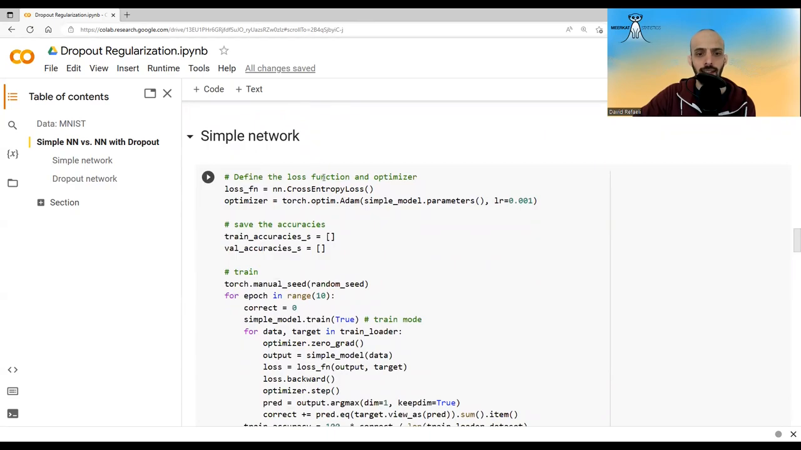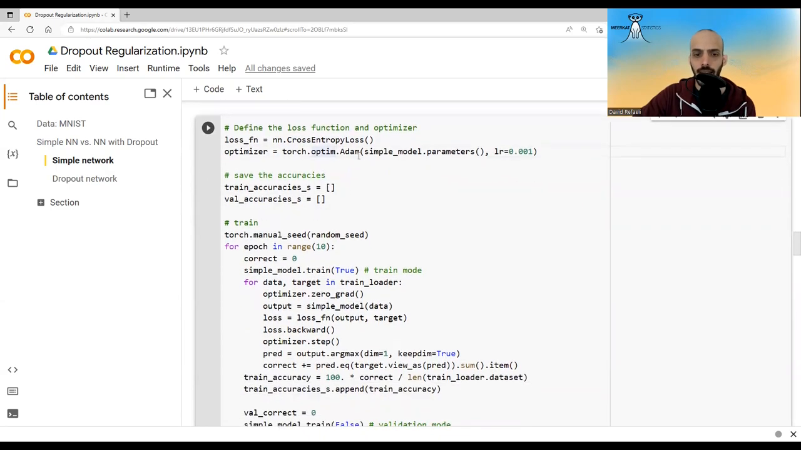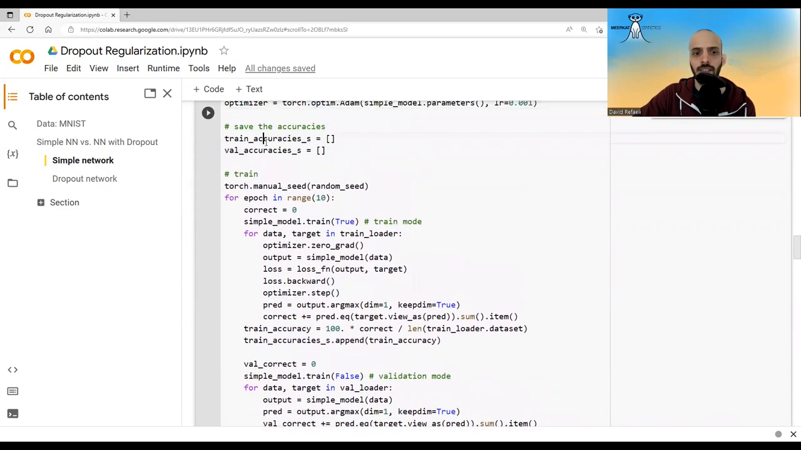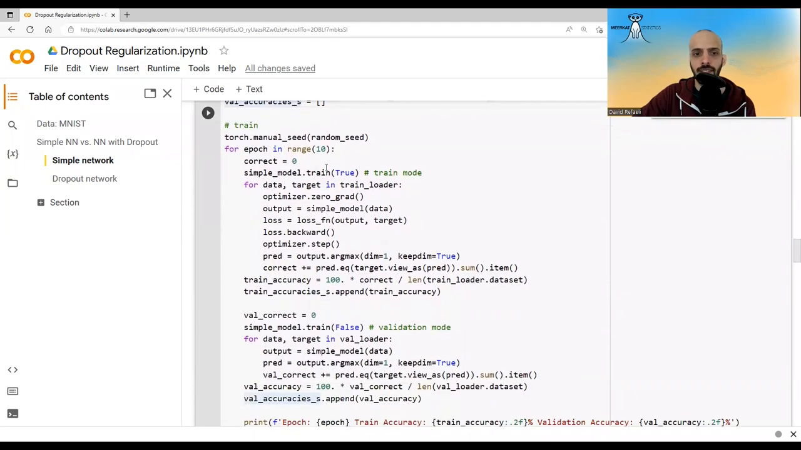The training is exactly the same. We use the cross entropy loss, which already adds the softmax layer by itself. We use the Adam optimizer. We keep track of both the train and the validation accuracies. We train for 10 epochs. We do a forward pass, then a backward pass.